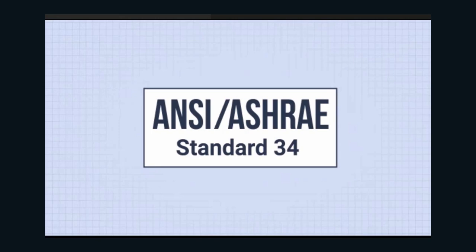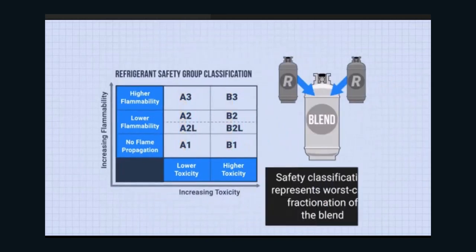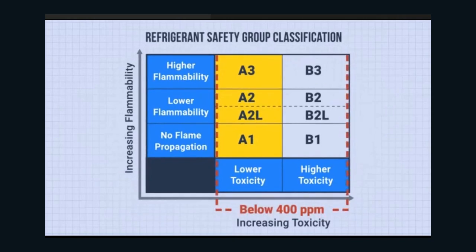American National Standards Institute, or ANSI, ASHRAE Standard 34, assigns safety classifications to refrigerants. Each classification consists of a letter indicating toxicity and a number indicating flammability. For refrigerant blends, the safety classification represents the worst-case fractionation of the blend. They are assigned as follows. Class A refrigerants have not been identified as toxic at concentrations at or below 400 parts per million by volume. Class B refrigerants have provided evidence of toxicity at concentrations below 400 parts per million by volume.